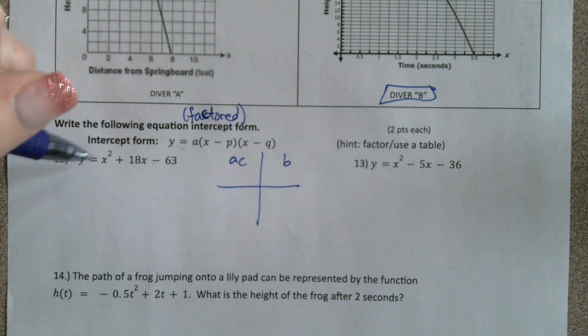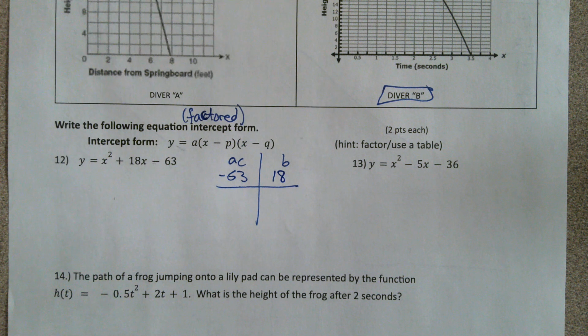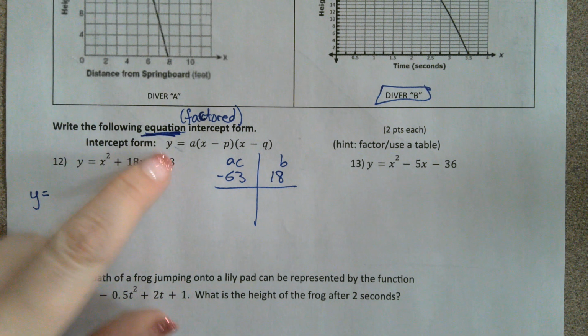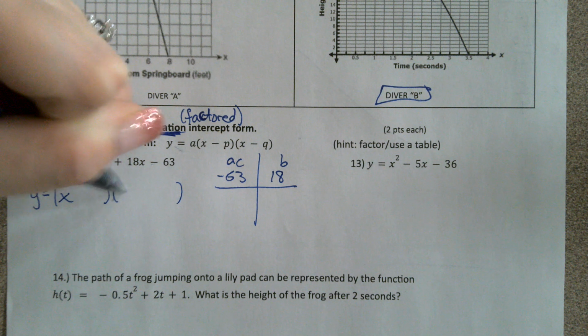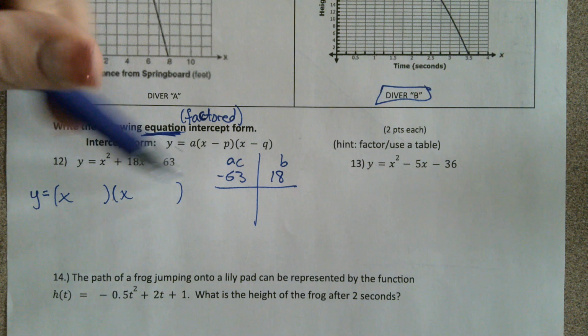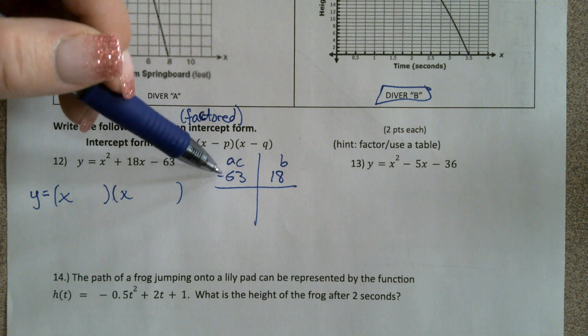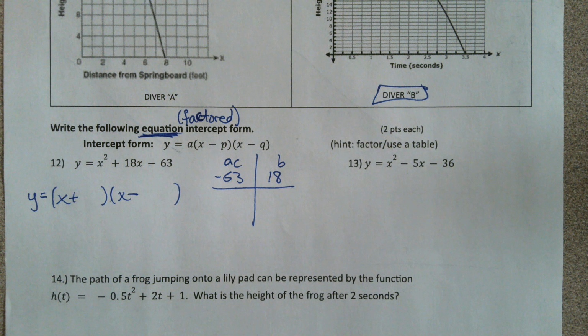So A here is 1, so negative 63. B is 18. Okay. Don't forget your y equals. That is extremely important. This is an equation, so you have to have your y equals. So we have our x's. We can figure out our symbols a little bit. We have a negative 63 here. To get a negative here, when we multiply, we have to have a plus and a minus. So let's go ahead and write that down.